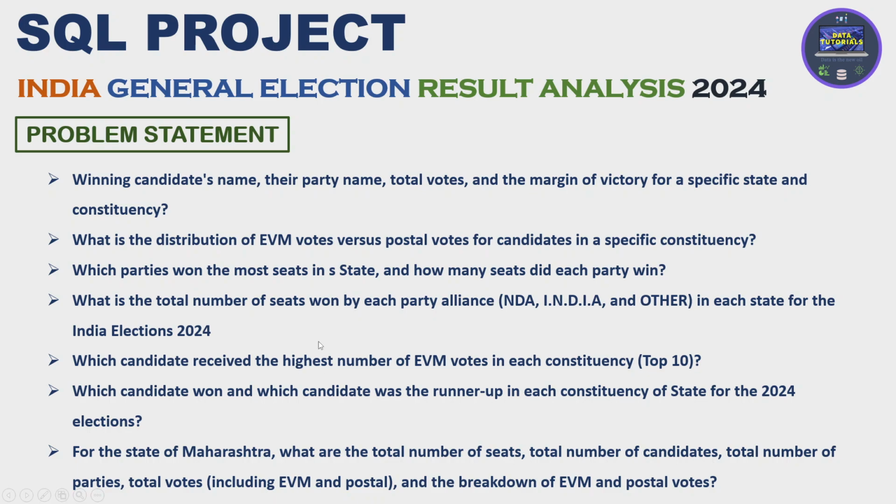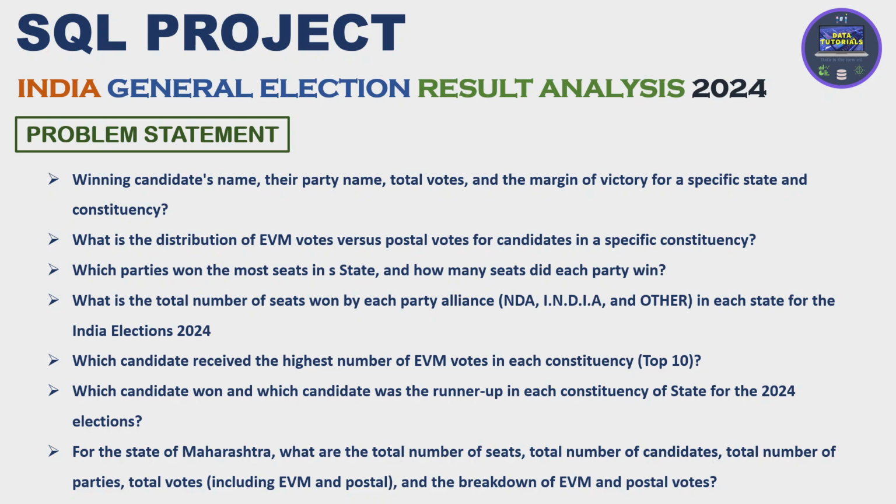We did it earlier, but in this one we are going to see some different metrics. Then, which candidate received the highest number of EVM votes? Out of all the constituencies, we are going to find out who received the maximum EVM votes, and we are just going to find the top 10. Then, which candidate won and which candidate was the runner-up in a particular constituency for a particular state. We are going to find the winning candidate, and the runner-up is the one who was in second place. Only these two candidates we are going to find out.